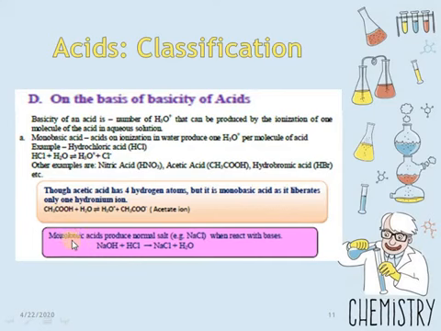So monobasic acids produce normal salt when they react with base or alkali. This is also called alkali. You will also come to know about base and alkali in the next chapter.